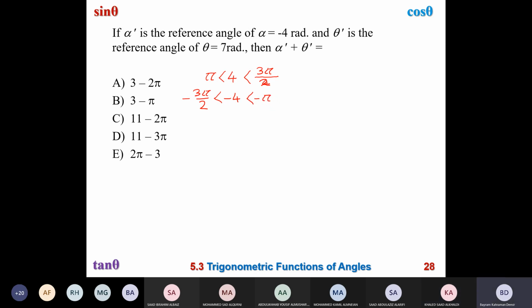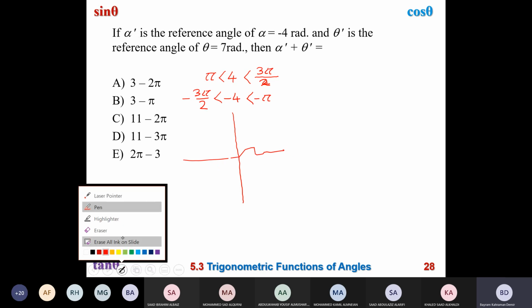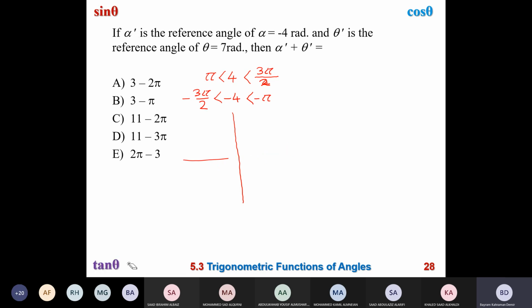Perfect. Yeah. So maybe I can give you a picture to help you to understand it. Oops. What's happening to my screen here? Okay.